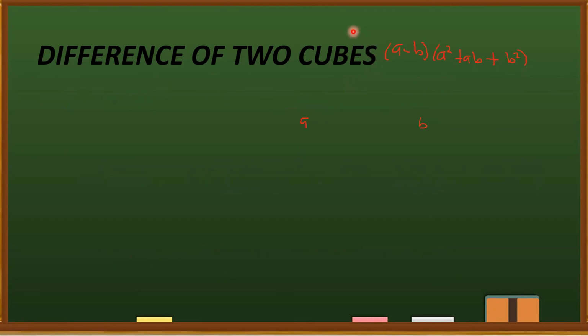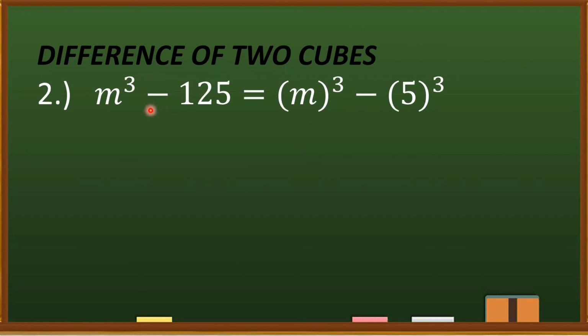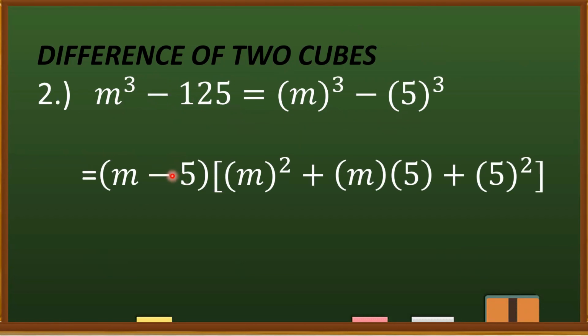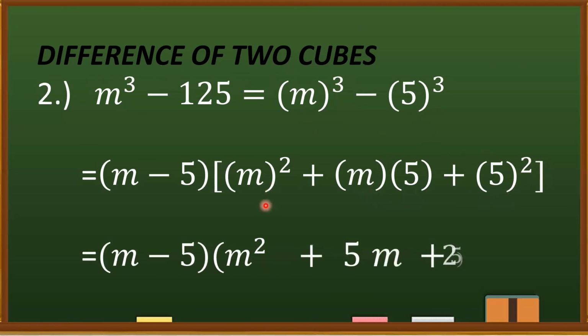Okay, last example. M cubed minus 125. Cube root of m cubed is m. Cube root of 125 is 5. The value of our A is m and the value of our B is 5. So therefore, our binomial factor would be m minus 5 here. And then for our trinomial factor, a squared, so m a squared lang natin plus a and b natin, m times 5 here, plus our b, which is 5, a squared lang natin.